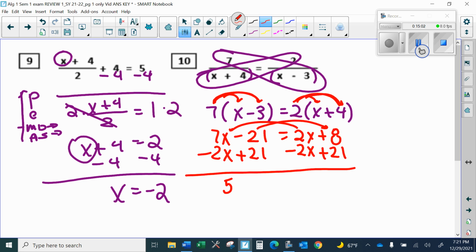Okay, so I get 5x equals 29. And last step, divide by 5. 5 divided by 5 is 1x. You're always solving for 1x.